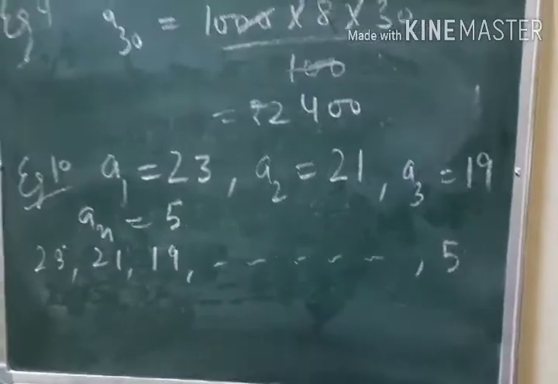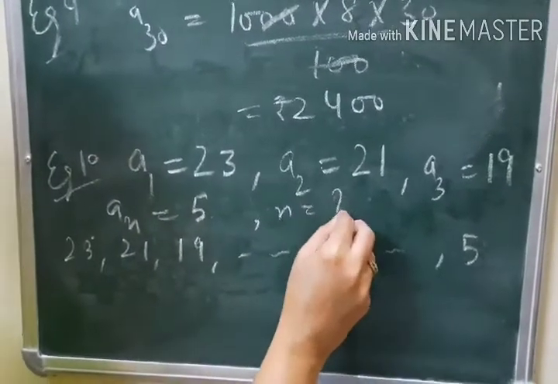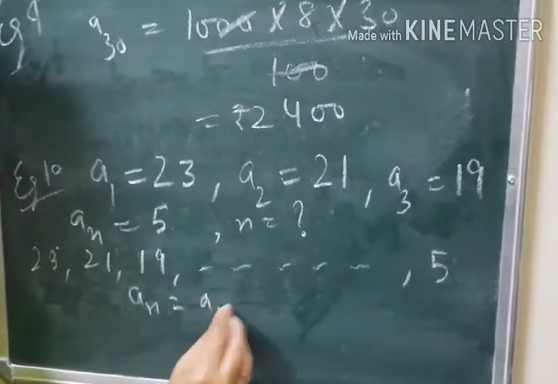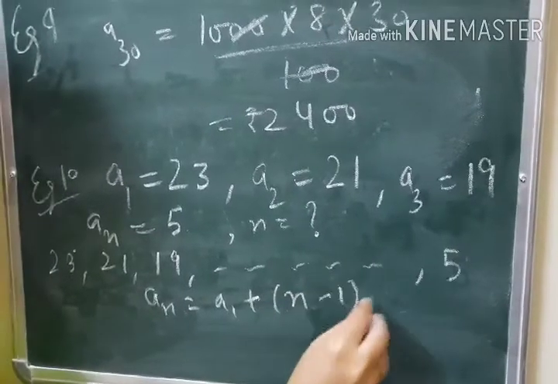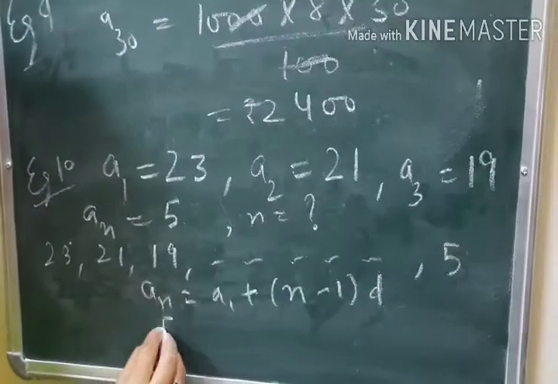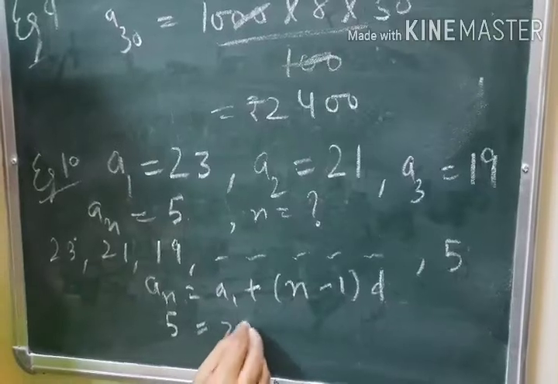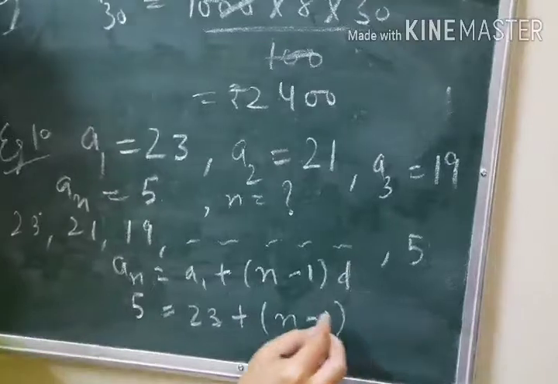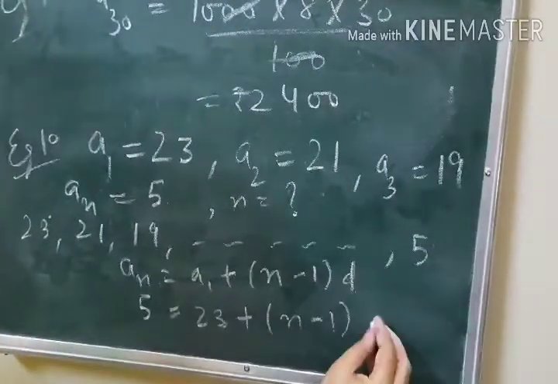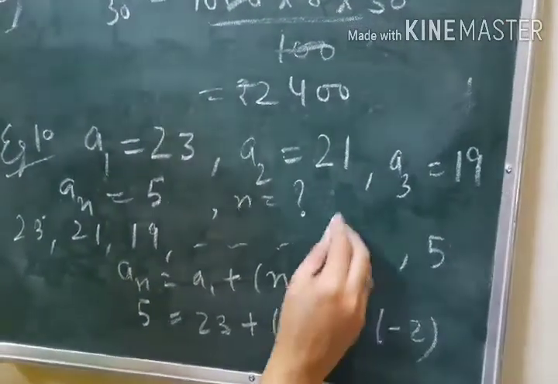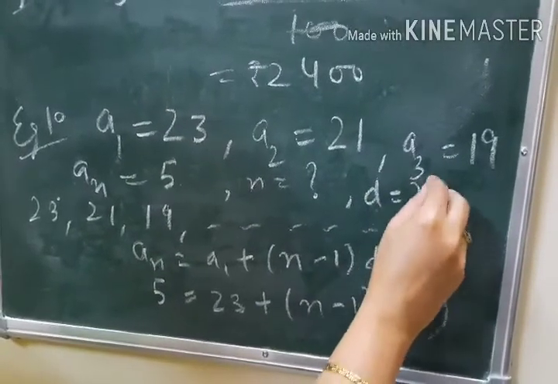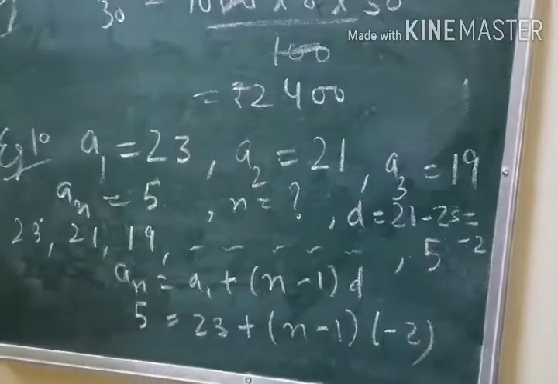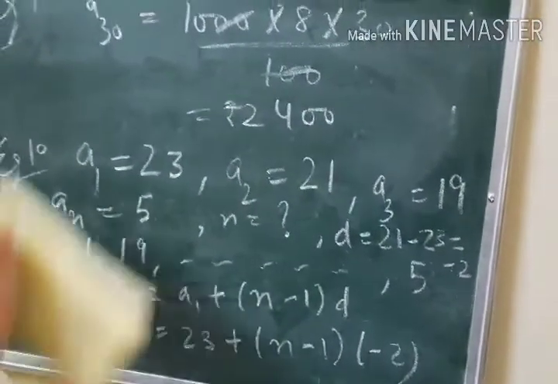How many rows means you have to find N. N we have to find. So put the formula again. AN is equal to A1 plus N minus 1 into D. AN is 5. A1 is 23 plus N minus 1 into D. D you have to find. D will be 21 minus 23, minus 2. So we can find D. D is 21 minus 23, which is equal to minus 2. We have found D. Let's put them in the formula.